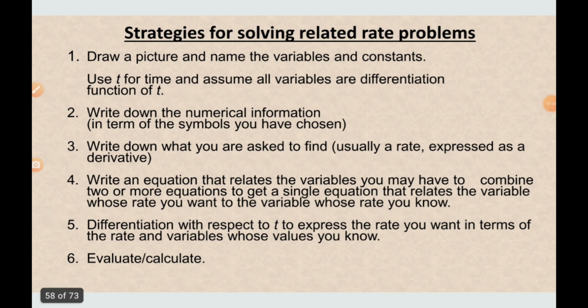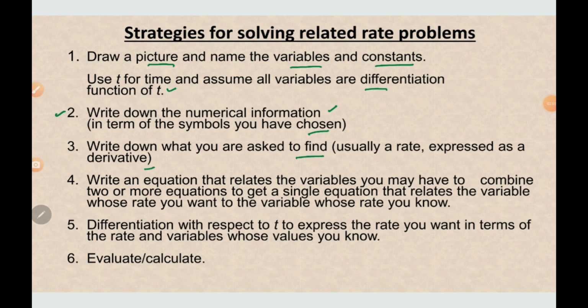Strategies to solve related rate problems. Number one, you need to draw a picture and name the variables and the constants. Usually we use t for time and assume all variables are differentiable functions of t. Number two, write down the numerical information in terms of the symbols you have chosen. Number three, write down what you are asked to find, usually a rate expressed as a derivative.